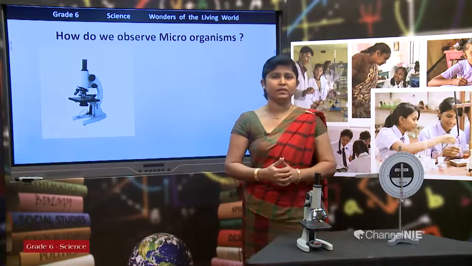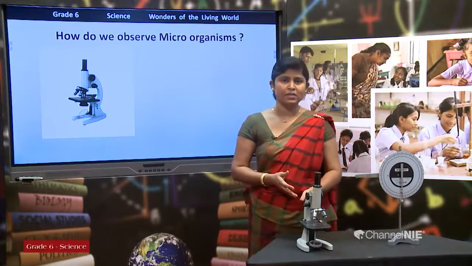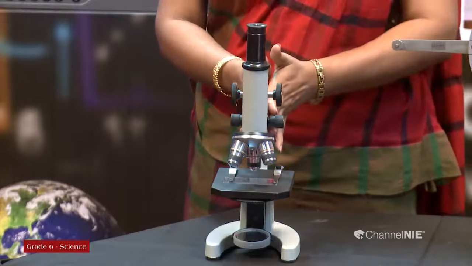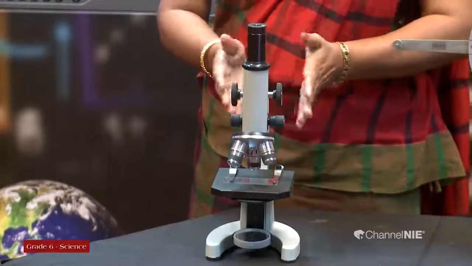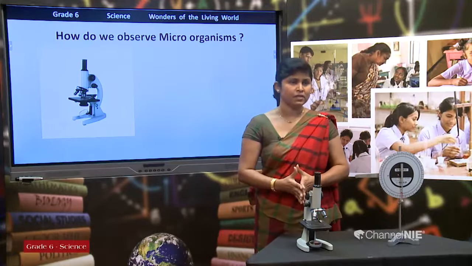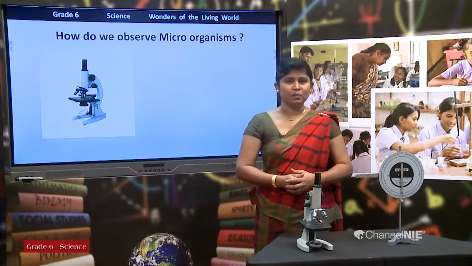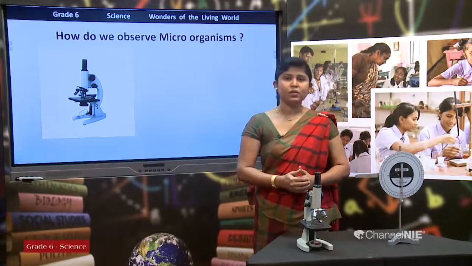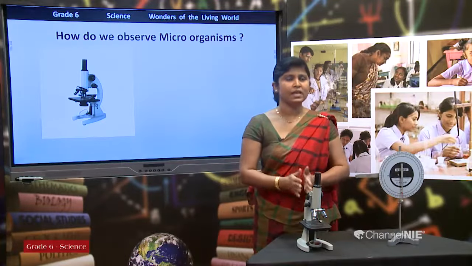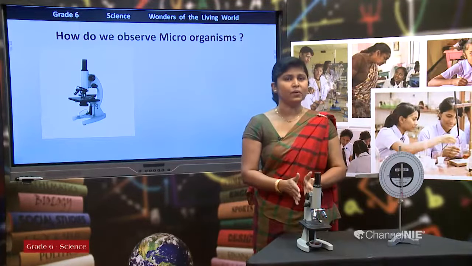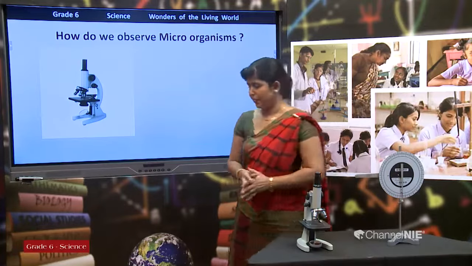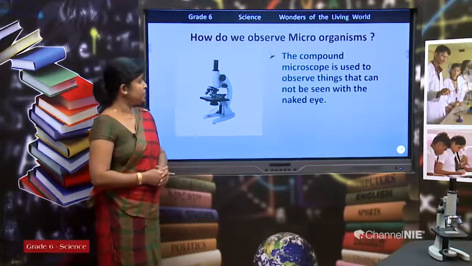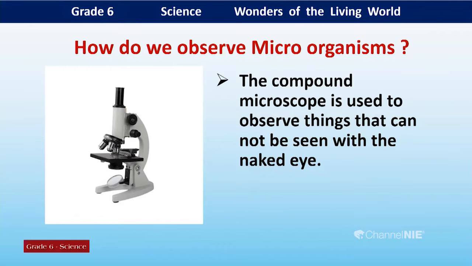In grade 7, you will be able to learn more about handling of the light microscope, but at this moment you have to identify the instrument. It is enough. This is a light microscope, or we call it a compound microscope. We can observe microorganisms using the light microscope. Unfortunately, you are not with me. If you were with me, I could have done some experiments with you. In school, your teacher will show you some microorganisms using this light microscope, right? At this moment, you have to identify the light microscope. That's enough. Yes, the compound microscope is used to observe things that cannot be seen with the naked eye.